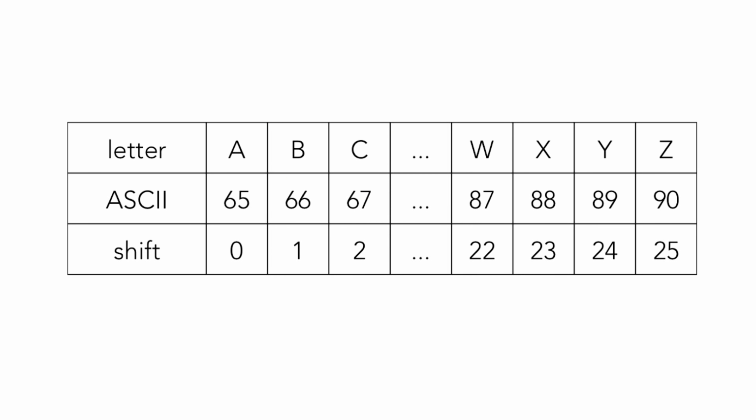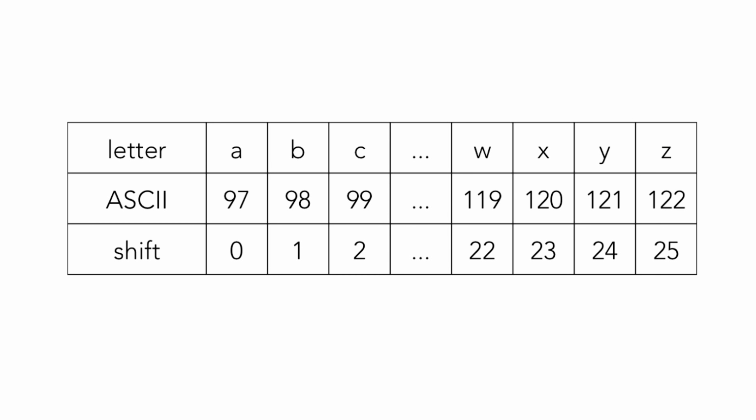Where A corresponds to an ASCII value of 65, but a shift of 0. And then the last letter in the alphabet, Z, corresponds to a shift of 25. You'll notice that the shift is identical whether or not the letter is uppercase or lowercase.